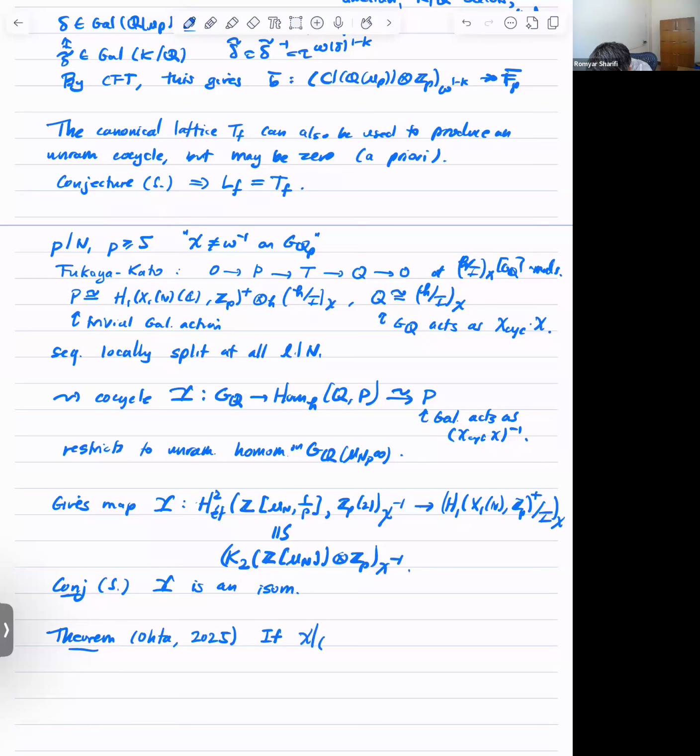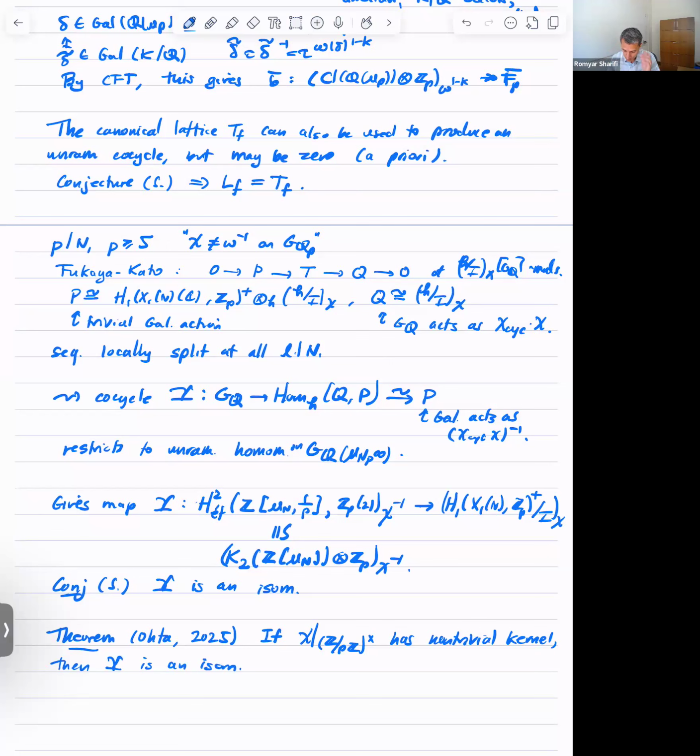So this says that if chi restricted to (Z/pZ)^×, assuming n divides p, has non-trivial kernel, sort of a strange condition, then epsilon is an isomorphism. Okay, and that this epsilon being an isomorphism tells you that the two lattices are the same, basically. That this T is a mu-deprived lattice is what he actually proves.